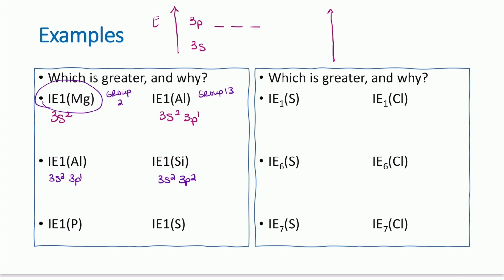So how do these go together though? Well, let's redraw it. Aluminum and silicon. I want to know which is greater and why. Is it going to take more energy to remove this one aluminum or more energy to remove this one silicon?